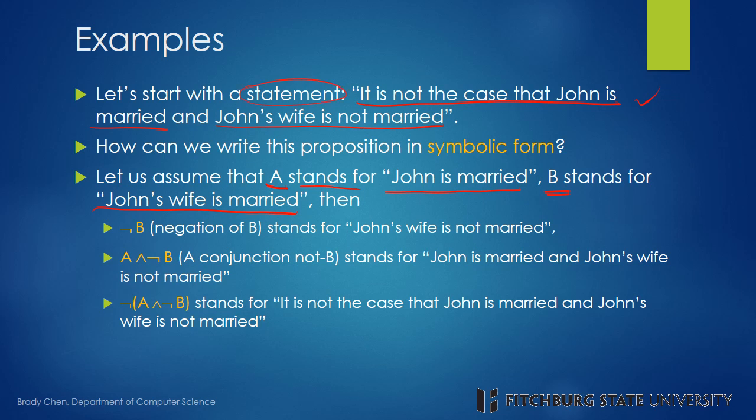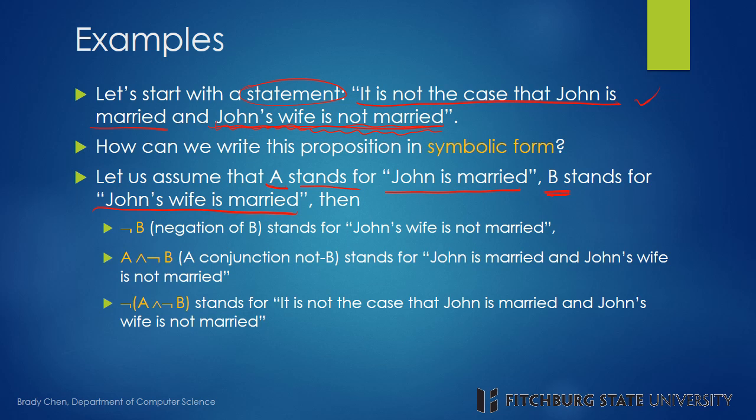Okay. So we have 4 operations: conjunction, disjunction, negation, and implication. Now in the statement, a small portion says John's wife is not married, but B says John's wife is married. So how can we build this small portion using the proposition B? The difference is very trivial. John's wife is married, that's B.